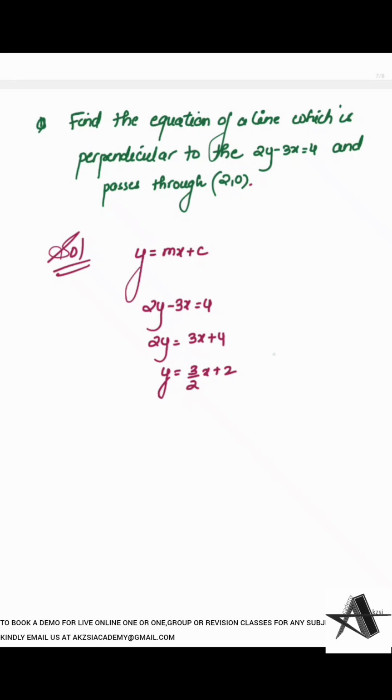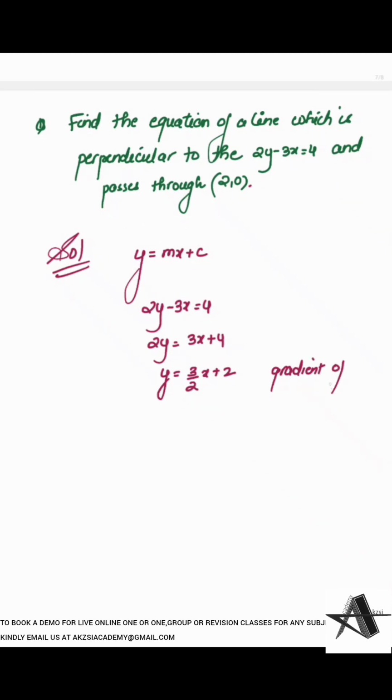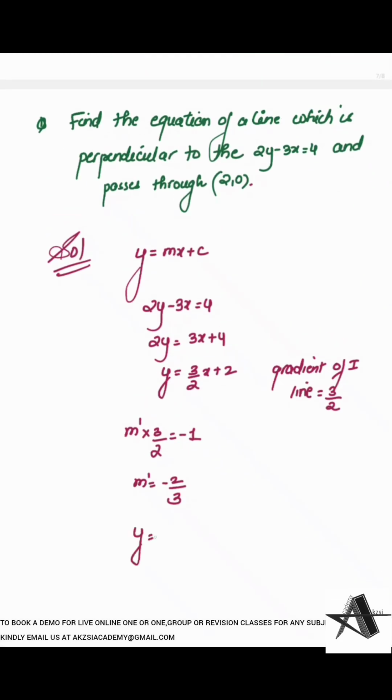Here I can see that the gradient of the first line is 3 over 2. So the gradient of the second line, let me take it as m dash. So m dash into 3 over 2 equals -1. This was the condition: the multiplication of both gradients should equal -1. So the gradient of the line that we want to find is -2 over 3. Putting this value, y equals -2 over 3 x plus c.